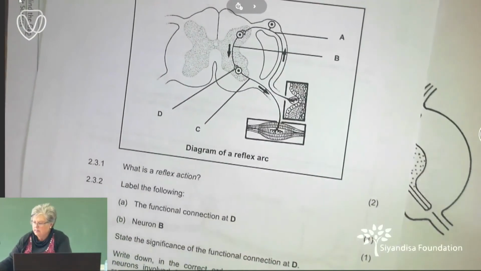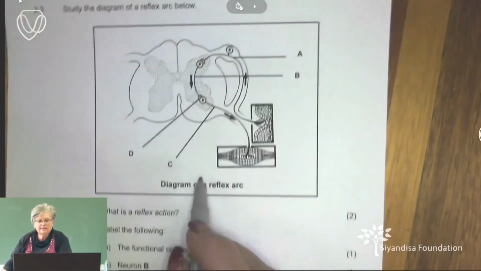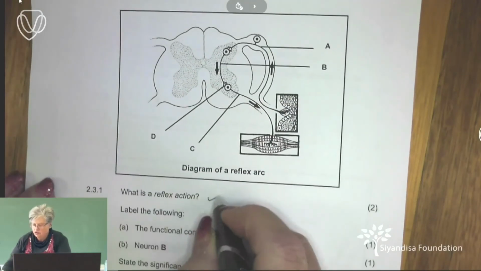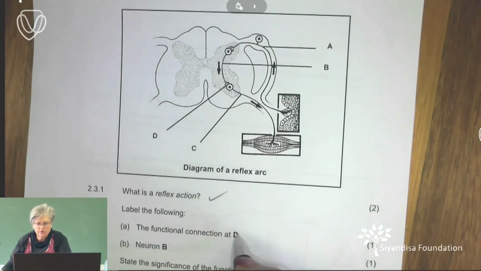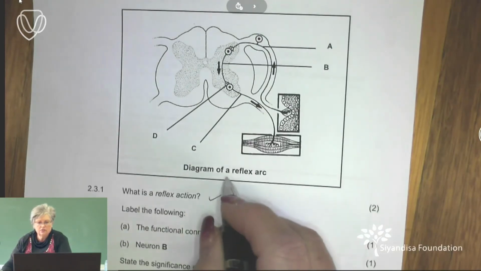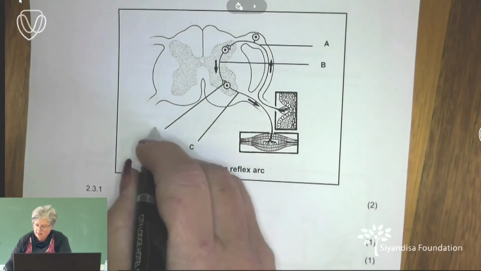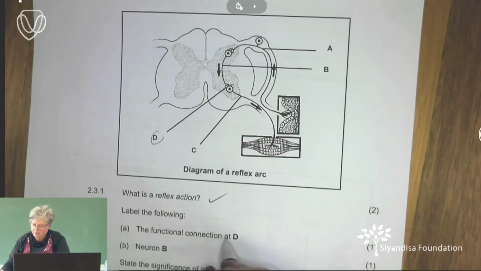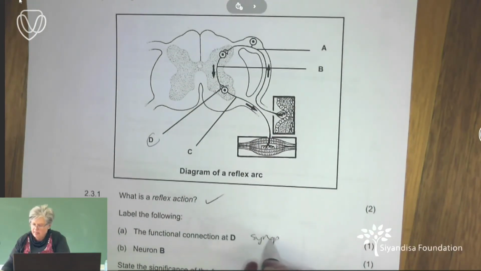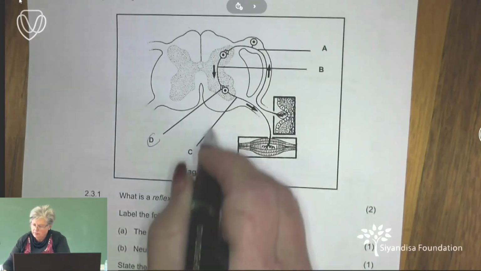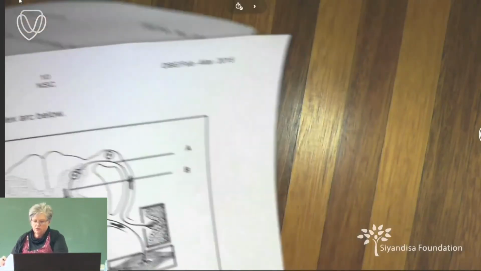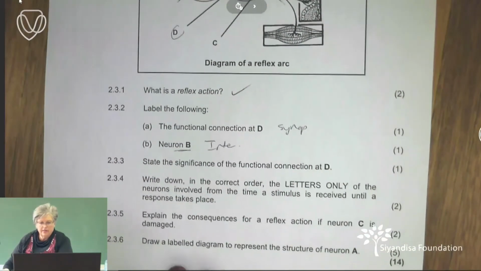They say here, study the reflex arc below. What is a reflex action? Easy, you should have learned that. Label the following: the functional connection at D. So what does that part connect? It is the synapse. And then they say also neuron B. What is neuron B? It's the interneuron. Easy. You should actually be able to do it all.